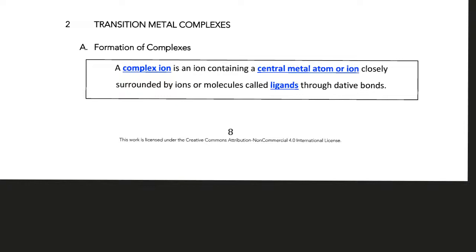Now, what is this thing called a complex, which sounds so complicated? Basically, a complex ion is simply one that contains a transition metal cation usually. It can also be the atom, surrounded by atoms or molecules known as ligands. And these ligands are bonded through dative bonding to the metal center.